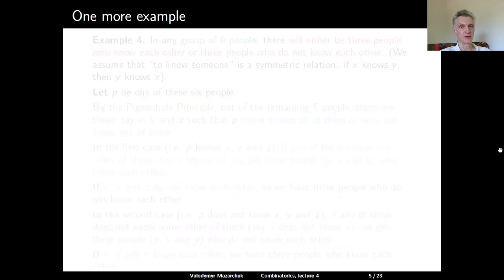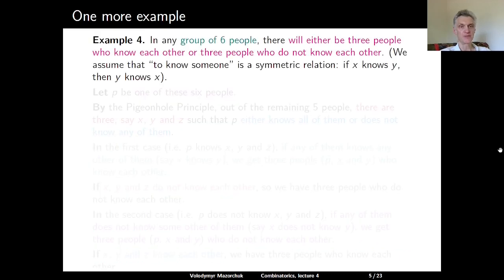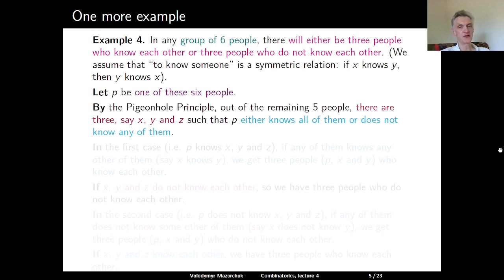Here is one more example. Example 4. In any group of 6 people, there will either be 3 people who know each other or 3 people who do not know each other. We assume that to know someone is a symmetric relation. If X knows Y, then Y knows X. So let P be one of these 6 people. By the pigeonhole principle, out of the remaining 5 people, there are 3 or more, say X, Y, and Z, such that P either knows all of them or doesn't know all of them.